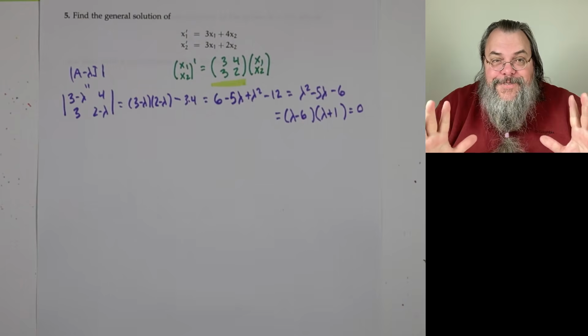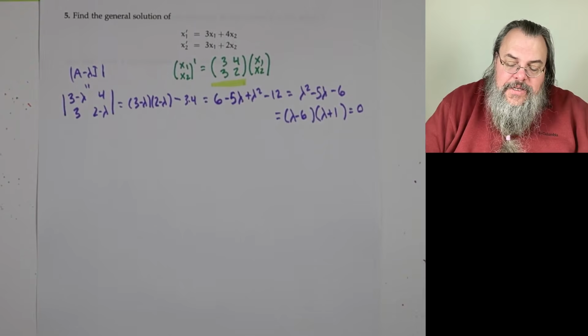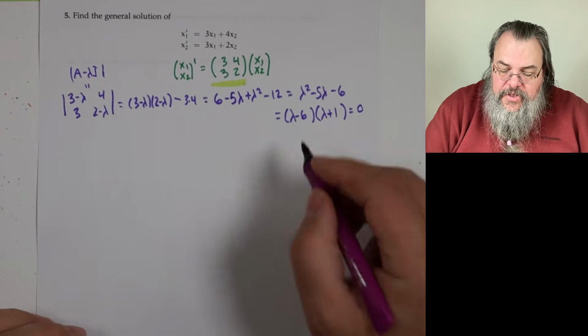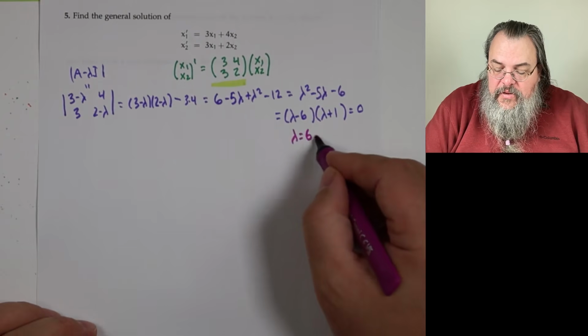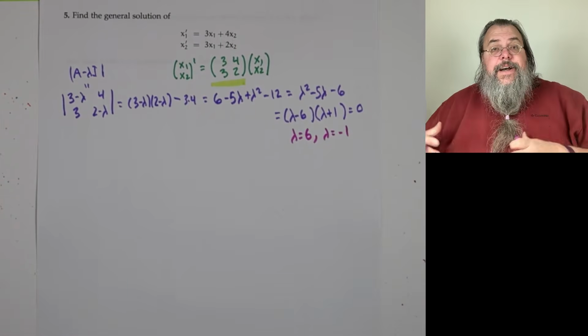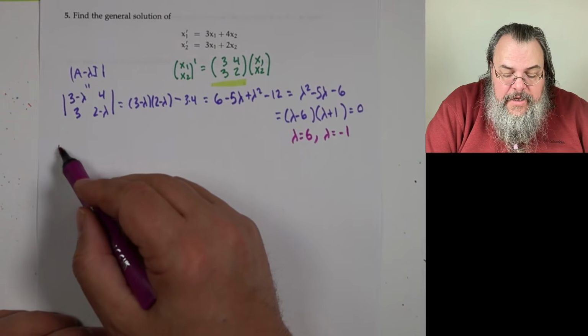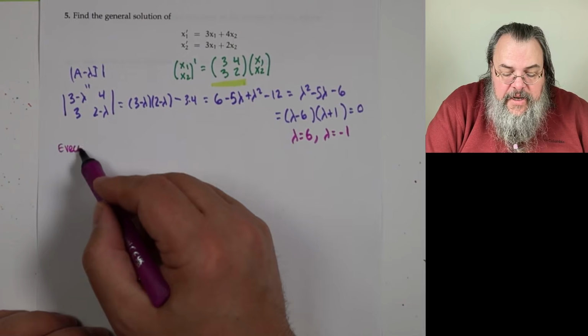Cool. So what do we do next? Well, now if we have the distinct roots situation, so we get two distinct real roots, I should say, then what we're going to do is find eigenvectors. Okay, so now we're going to do eigenvectors. I'll shorten this as just E vectors.